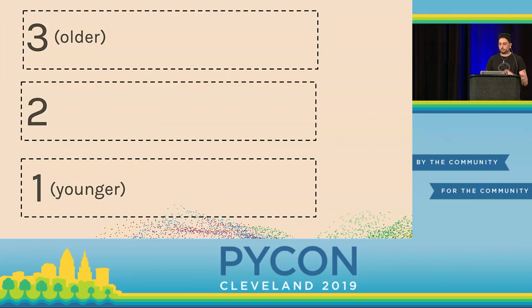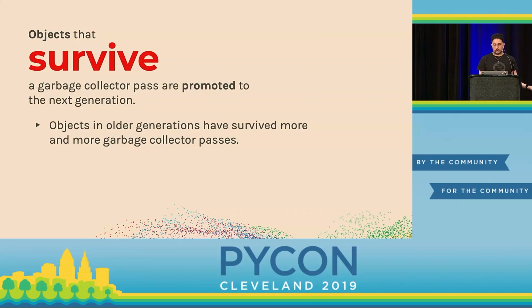So the idea is that we have 3 collections, which we call generations. CPython has 3 by default, but you can compile CPython with more if you want. The first generation, which is indexed by 0, is the youngest generation. Then you have the other ones, and the third one is the oldest. Objects that survive a pass in a generation are promoted to the next one. Basically, they are moved. Objects in an older generation have survived more and more collection passes. So an object in the older generation is very likely to be around for a long time, or at least has survived a lot of passes of the GC.